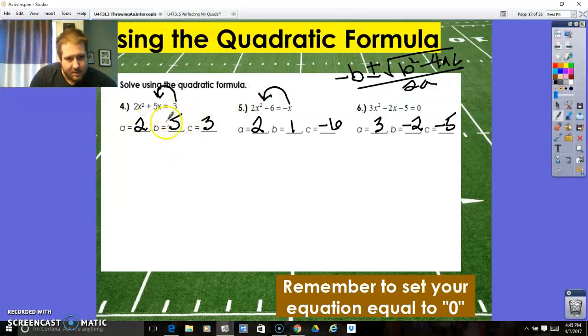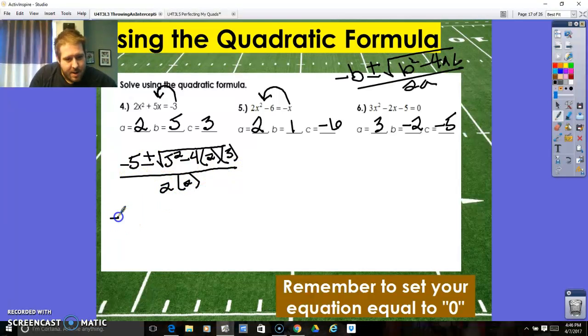All right, negative B. So in this case, B was 5. Remember, negative B means the opposite of B. So if B was a negative to begin with, it becomes a positive. So that becomes negative 5 plus or minus the square root of B squared, which is 5 squared minus 4 times A, which is 2, times C, which is 3. All of that divided by 2 times A, which is 2. Negative 5 plus or minus square root.